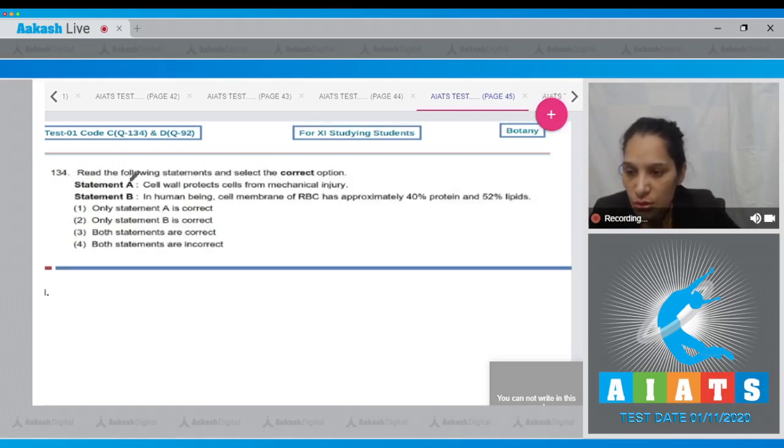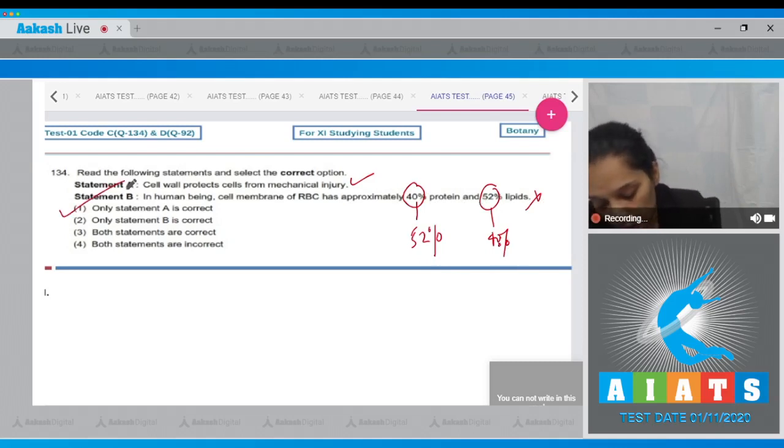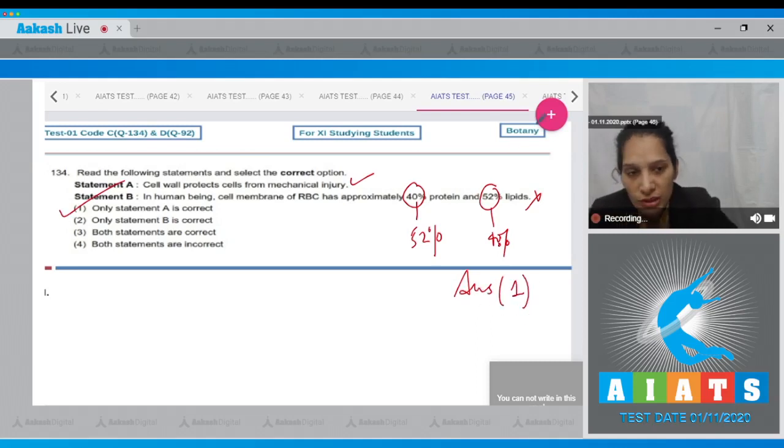Question number 134. Read the following statements and select the correct option. Statement A. Cell wall protects cells from mechanical injury. It is true. In human beings, cell membrane of RBC has approximately 40% of protein. No. It is 52% protein and 40% lipids. So this is incorrect. So only statement A is correct. The correct option for the given question is option number 1. Let's move to the next question.